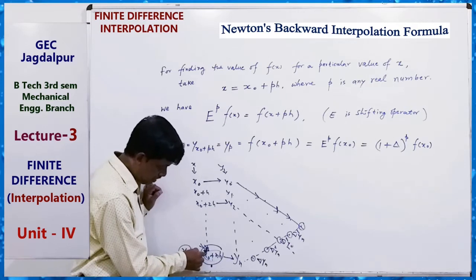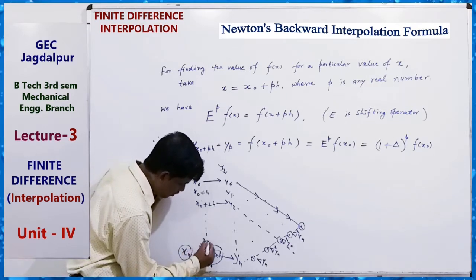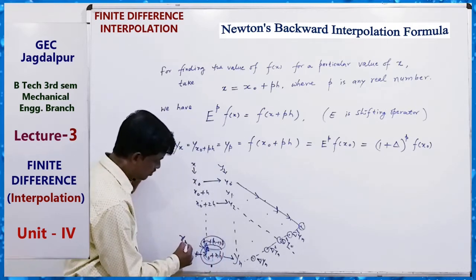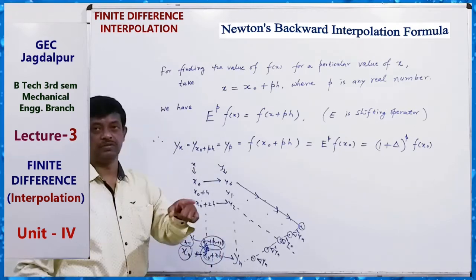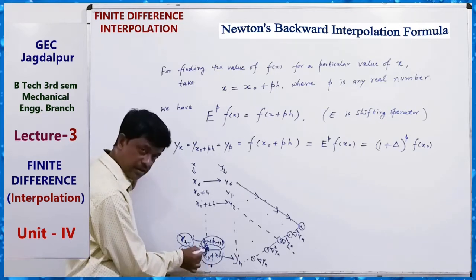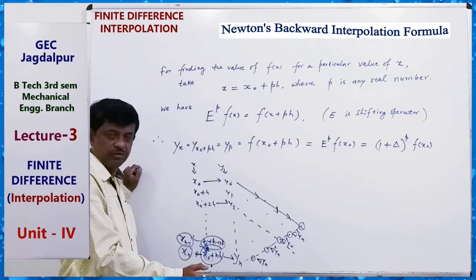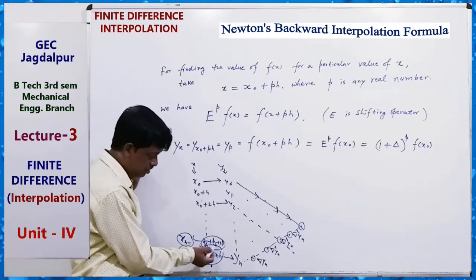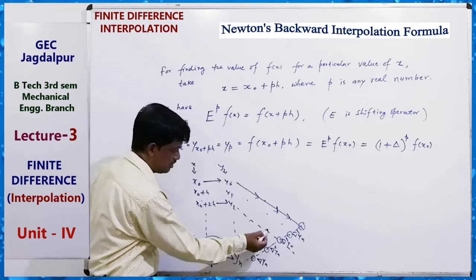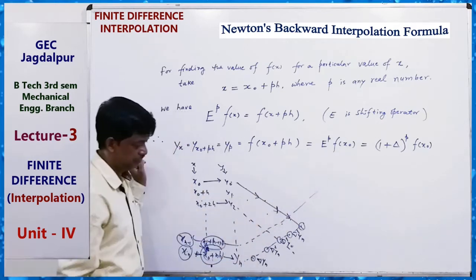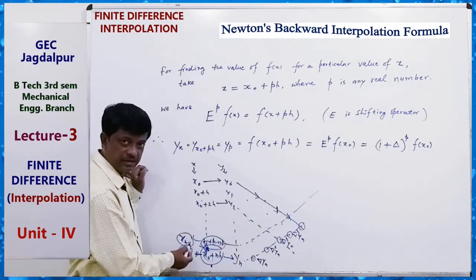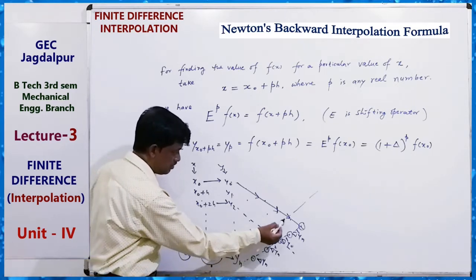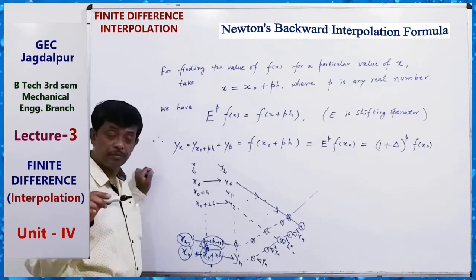If the targeted value is here, then x0 plus n minus 1 h, this xn minus 1, will be the origin value, because the targeted value is here. Just follow the value here. Now this will be the origin value, and these differences will be used. This value will be used for the backward difference table.